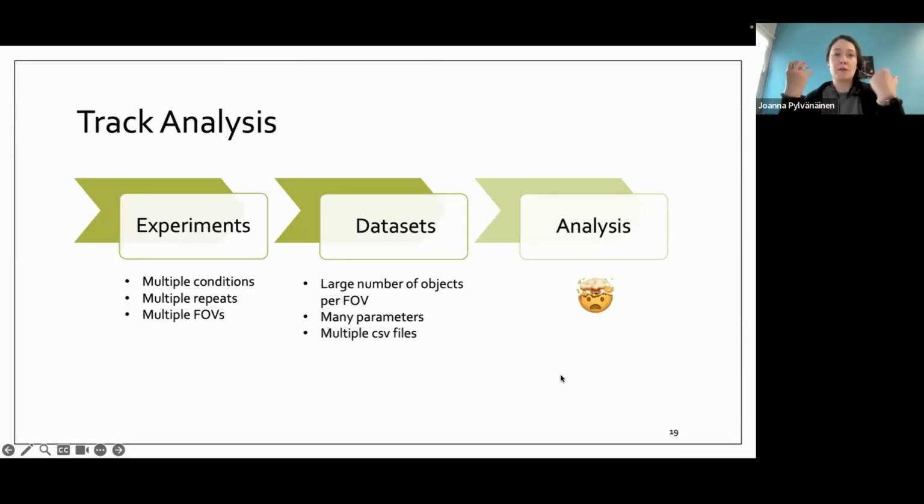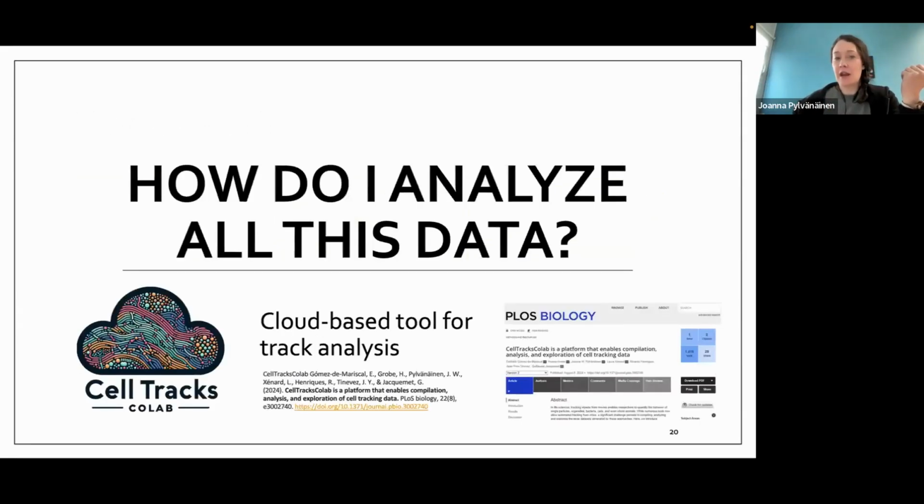Good. So now we move into the track analysis part. As we realized, we just analyzed 10 movies, but in real life, we can have hundreds of movies, hundreds of multiple conditions, multiple repeats, multiple fields of view. This will generate huge data sets with many parameters and multiple CSV files. And analysis of these can be very difficult sometimes. So therefore, we created CellTracksColab.